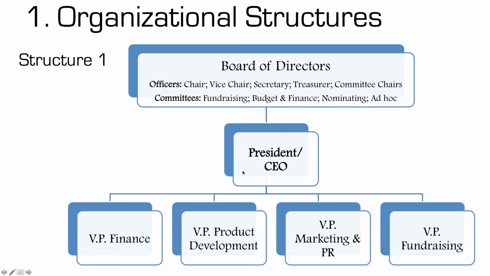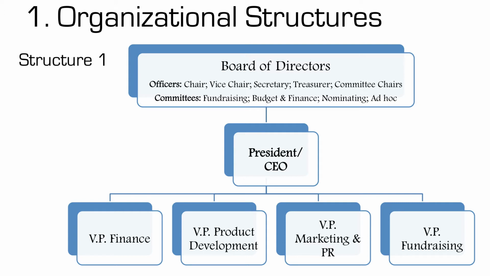Then the board of directors appoints, nominates, elects, selects, hires a CEO, whichever way you want to say it, CEO and president. And then under this, the president CEO are vice presidents of different departments: finance, product development, marketing, fundraising, etc. This is one structure. Then let's look at another structure that you may use.